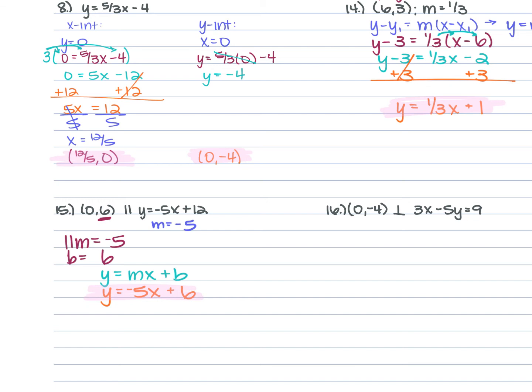For number 16, it gives you the ordered pair (0, -4) and tells you to write the equation of a line that is perpendicular to 3x - 5y = 9. The first thing you have to do is rewrite 3x - 5y = 9 in slope-intercept form. So how are we going to transform that into y = mx + b?